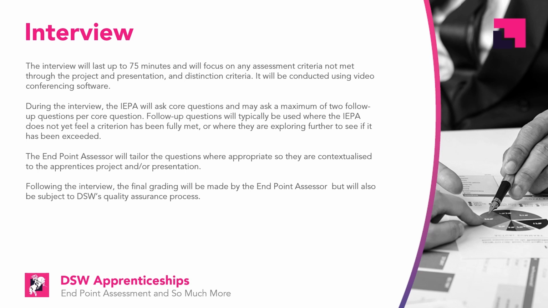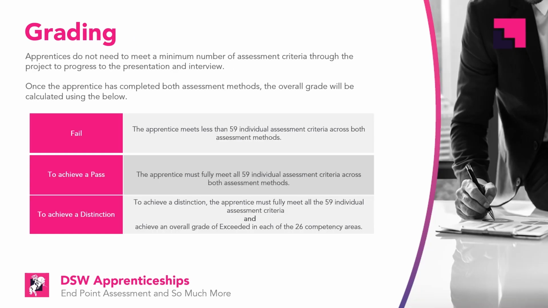The presentation and interview assessment method will be graded on EPA Pro as completed. This assessment method is not allocated a grade, as the evidence demonstrated is combined with the evidence from the project to give an overall grade for endpoint assessment. Grading. The apprentice will receive their overall grade within 5 working days of the presentation and interview taking place.